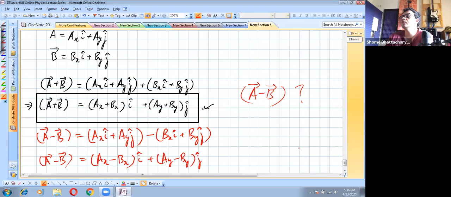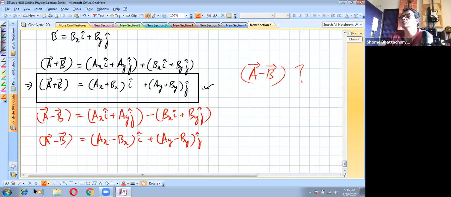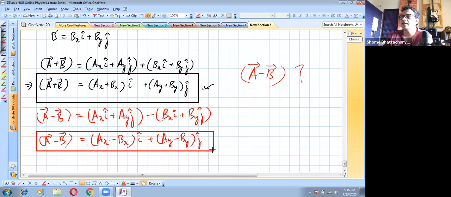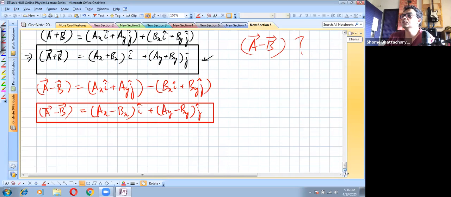So this is just for two vectors, and now we'll see that we can extend this to any number of vectors and do any combination of operations. Like we have vectors a, b, and c. We can calculate a plus b plus c. We can calculate a minus b plus c. We can calculate a plus b minus c. Any such combination can be done this way. Okay, so this is fairly straightforward.